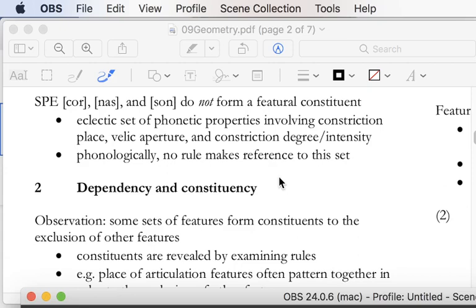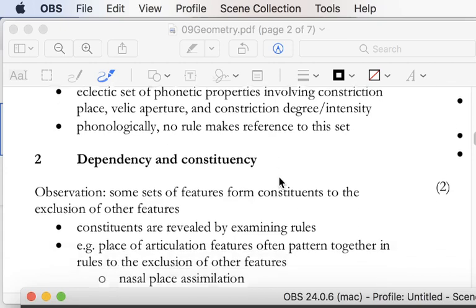And one of them involves how tight the constriction is in your vocal tract, or how intense the sound is. And none of these three properties have anything to do with one another. They're all completely independent from one another. And so they don't make sense as a physical group or unified property. And then phonologically, no rule seems to make reference to this set. So that's why these are not a featural constituent.